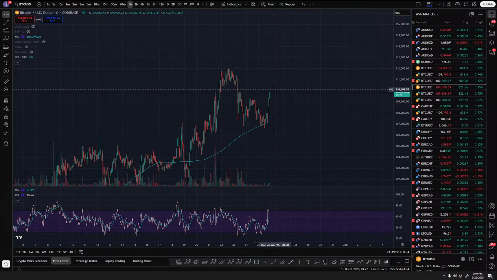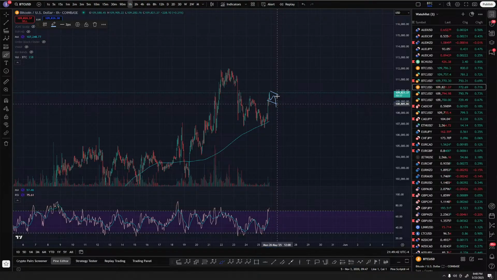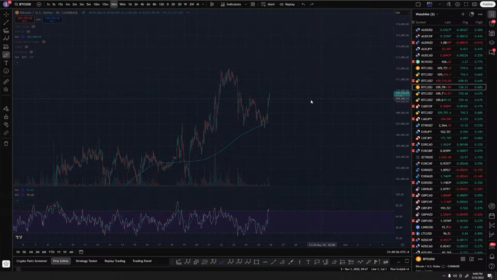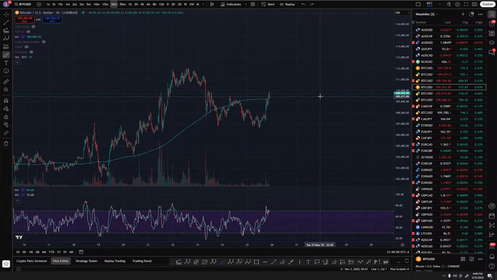So yeah, what I need to see is a 3-wave pullback of substance here on the hourly to get bullish again, right? To look for a trade setup, to look for an entry. I need some kind of pullback that gives me somewhere that I can enter into a trade. But right now, nothing. All right, so we've looked at Bitcoin on the small time frame.